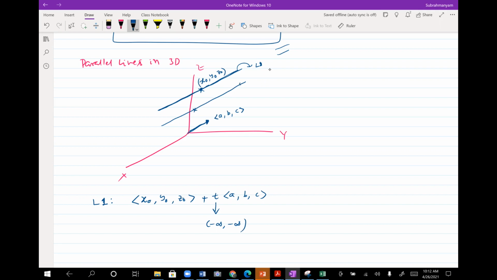Let me call this line 2, for example. That line 2, I could represent it. For parallel lines, they have the same value of A, B, C. It can be a unit vector, but not necessary, because anyway, t is there, which lets you finely vary that value. Let me call this point x1, y1, z1, for example. Then L2 would be equivalent to x1, y1, z1 plus t times a, b, c.